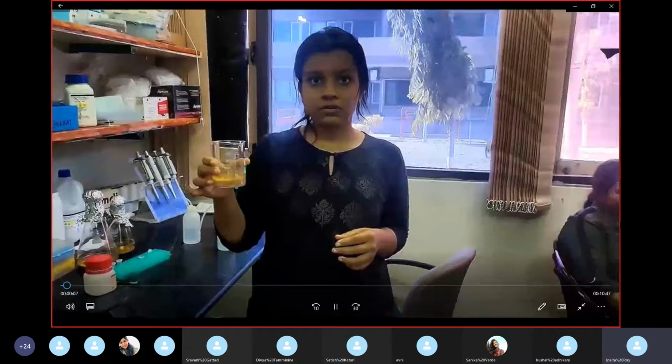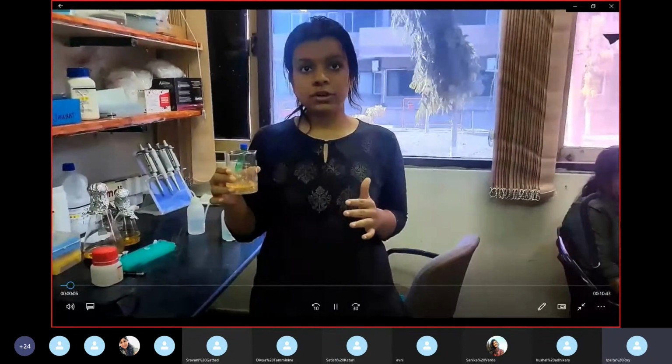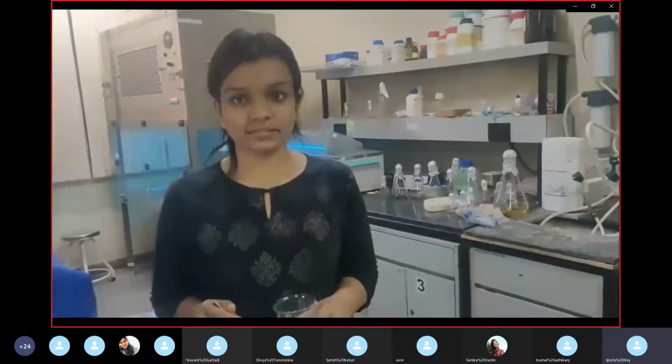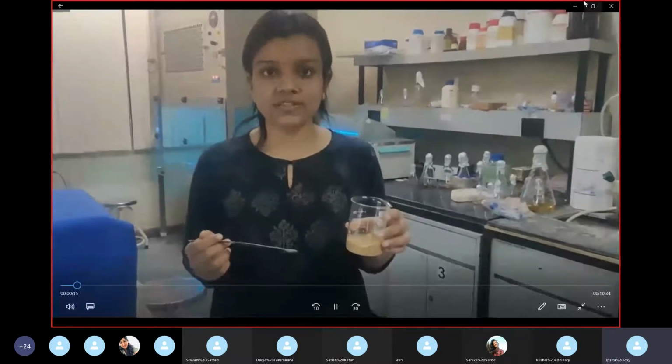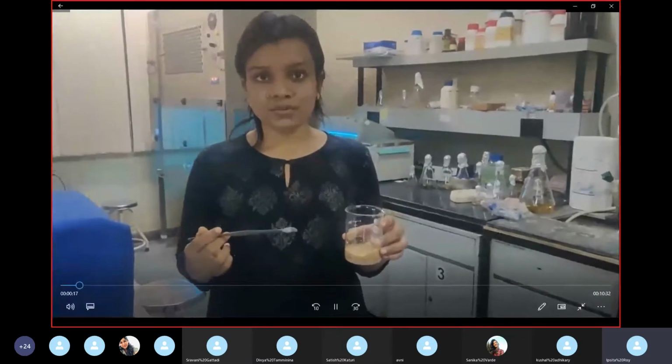This is 20 grams of wheat germ. In this I have added 20 ml of cold acetone. Now it needs to be kept at 4 degrees Celsius for 2 hours. As said, this wheat germ was kept at 4 degrees Celsius for 2 hours. After 2 hours, I took out this wheat germ and now I am drying it at room temperature.